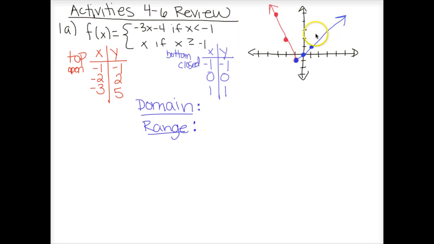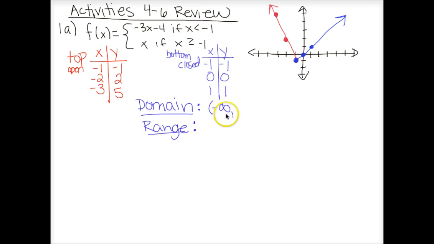And I ask myself, are there any x's that I can't touch? Is there any stopping point as I move to the left? Well, there isn't, because this arrow means I keep going. So that means there's no restriction on the left side, which means I use -infinity.